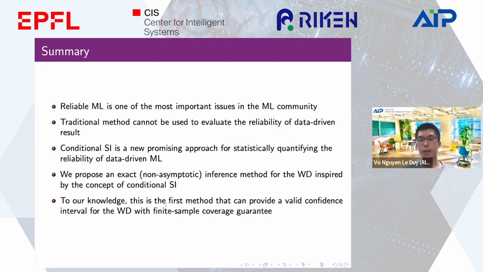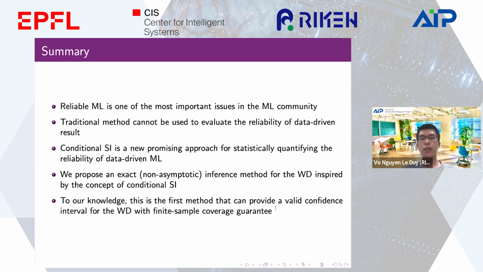And this is the first method that can provide a valid confidence interval for the Wasserstein distance with finite sample coverage guarantee. So finally, the take-home message is that to quantify the reliability of data-driven machine learning, we need to correct the data selection bias. And the main concept of selective inference is that by conditioning on the data selection event, we can avoid the selection bias, and it's applicable to the case of Wasserstein distance.